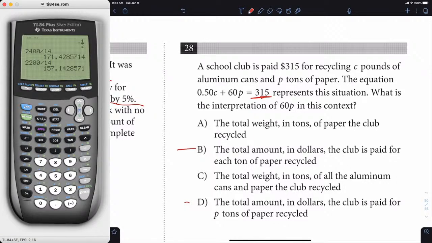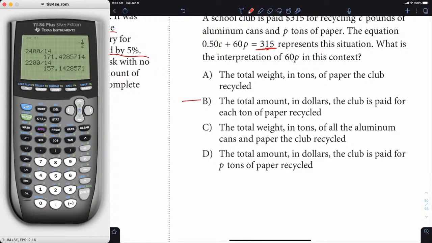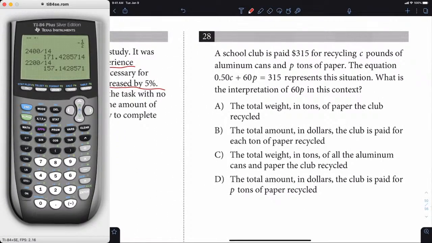Let me think between these two. I'm leaning towards B here, because, hold on. I don't understand what the difference is. Okay. School club is paid 300. The equation 50C plus 60P represents the situation.